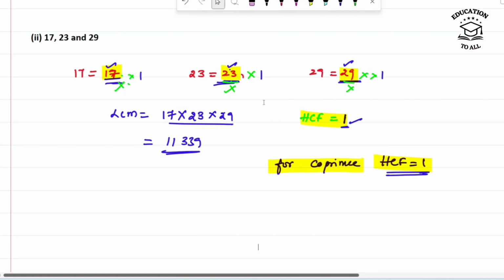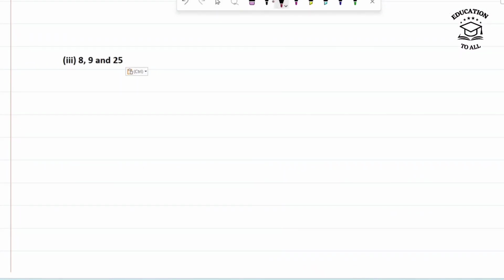Now Roman number 3 we have to start. Roman number 3: 8, 9 and 25. First number is 8. 8 I can write as 2 cube. 9 I can write as 3 square, and 25 I can write as 5 square.